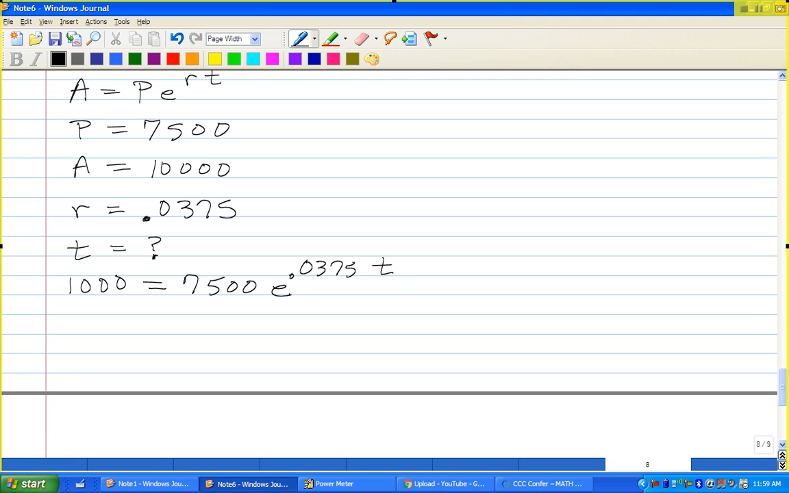Let's divide both sides of my equation by 75, except for one small detail. I wrote this wrong. There, 10,000. So you start with 7,500 and you eventually get 10,000. So divide both sides of the equation by 7,500. That's 100, so you can reduce that. That's a nice number. And so 4/3 is equal to e to the 0.0375t. Let's take ln of both sides of my equation.